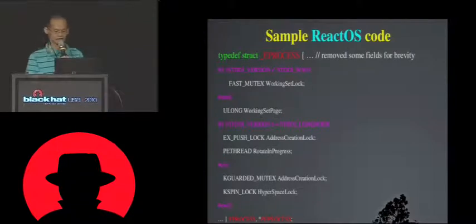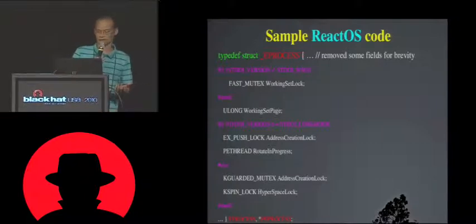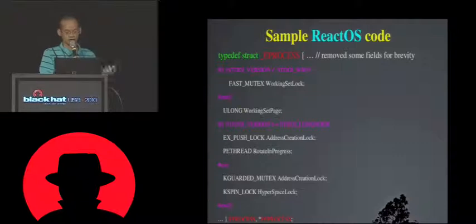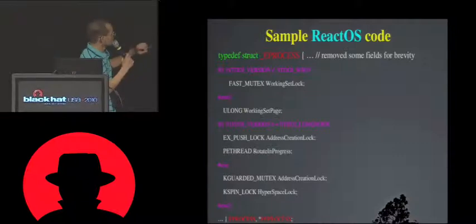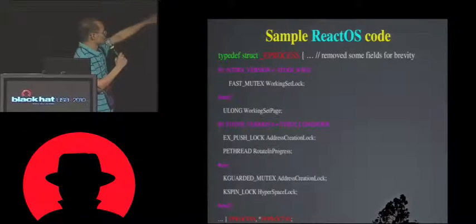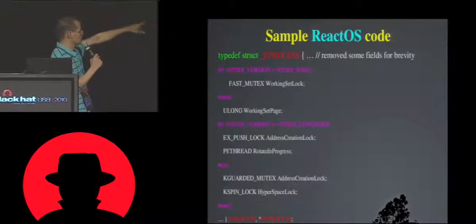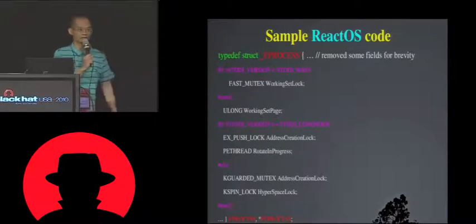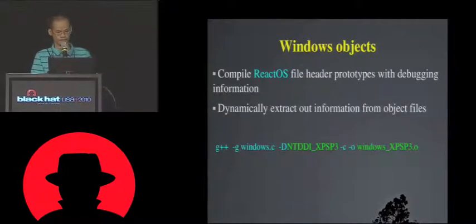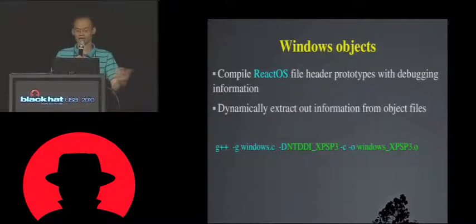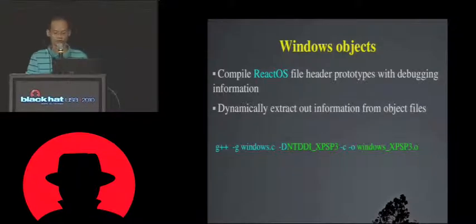So here's simple ReactOS code. Of course, this one is patched by me, because the original ReactOS information doesn't support Windows XP. So you can see that the structure is defined based on the Windows version. If Windows is before Windows 2003, it has that field. If Windows is after Windows Vista, it has those fields. So we build the Windows objects. We compile the ReactOS file headers to prototypes with debugging information, and after that we extract information from the debugging file format.